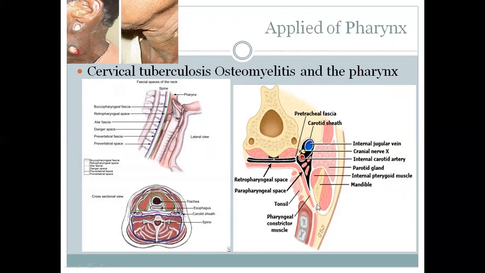Sometimes it runs along the anterior border of the sternocleidomastoid, sometimes it will burst out, and sometimes it enters into the superior and posterior mediastinum. So this is due to cervical tuberculosis and osteomyelitis.